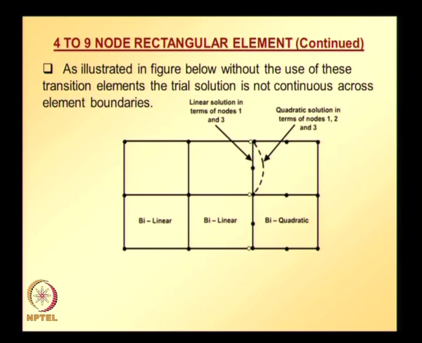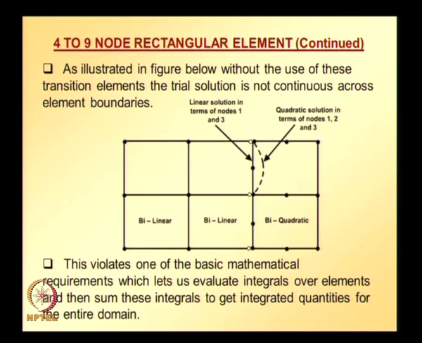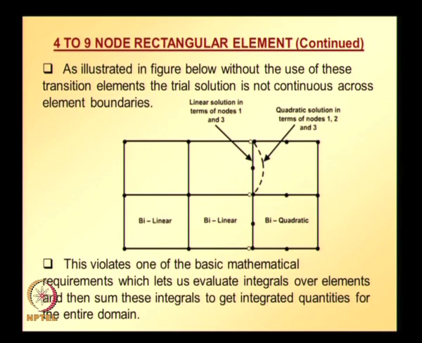So, this violates one of the basic mathematical requirements, which lets us evaluate integrals over elements and then sum these integrals to get integrated quantities for the entire domain. So, the mathematical requirement that it violates is that the solution variation in each of these elements along the same edge is different.